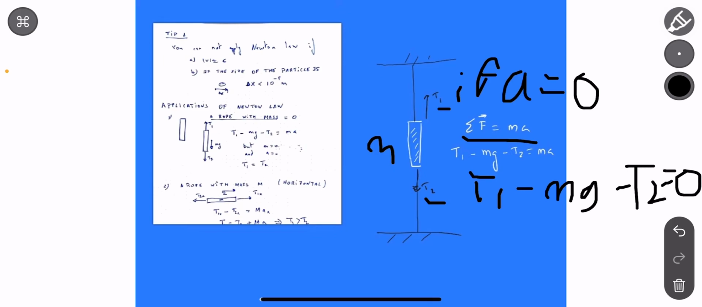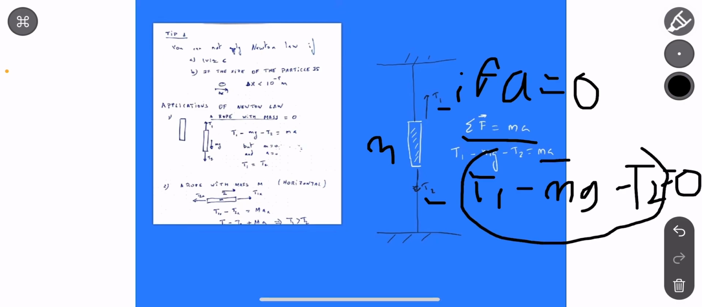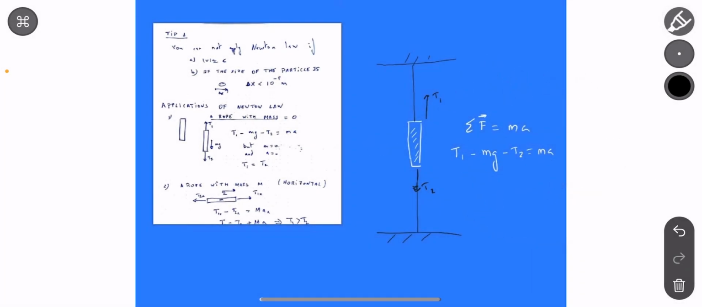And we do this because we say, okay, if this is going to be zero, we know that whatever we have to plug in here is going to have to be zero, since the mass is not accelerating anywhere.